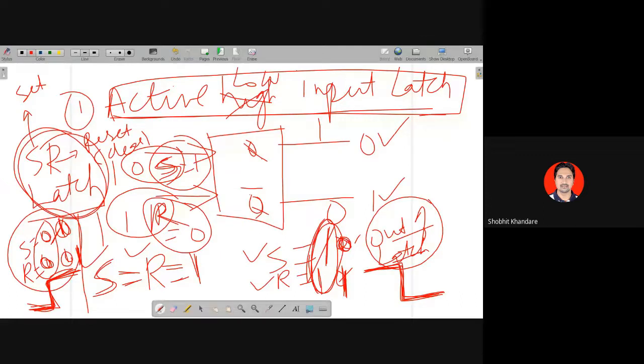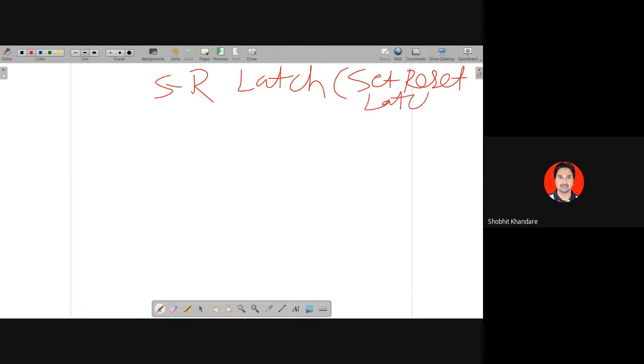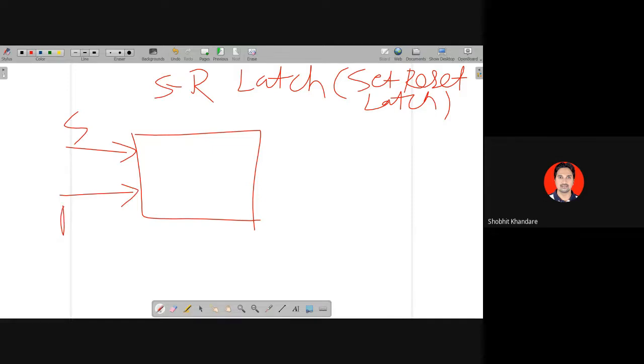Now this thing you will understand properly if I take an example of one latch. The example of latch, that is a SR latch. So please write down the heading as SR latch. This is called as set, reset. S for set, R for reset latch. Okay, and the block diagram, which already I have told you, you have two inputs, S and R, and you have two outputs, Q and Q bar.